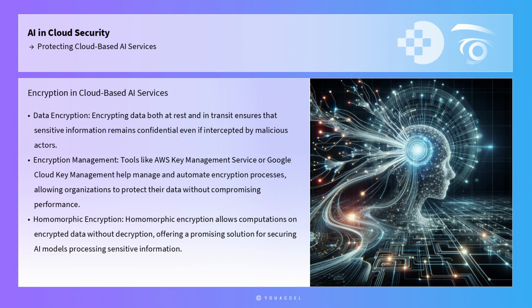Encryption is another vital component in protecting cloud-based AI services. Encrypting data both at rest and in transit ensures that sensitive information remains confidential even if intercepted by malicious actors. Tools like AWS Key Management Service or Google Cloud Key Management help manage and automate encryption processes, allowing organizations to protect their data without compromising performance. Additionally, homomorphic encryption, which allows computations on encrypted data without decryption, offers a promising solution for securing AI models processing sensitive information.